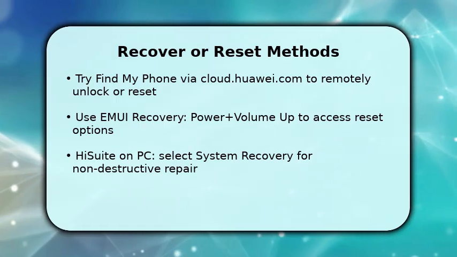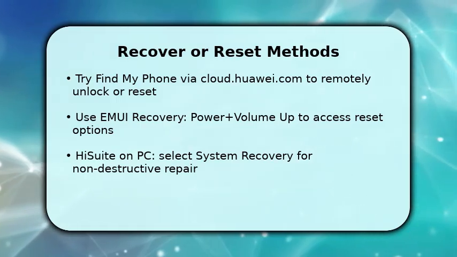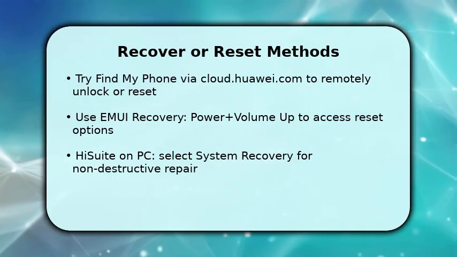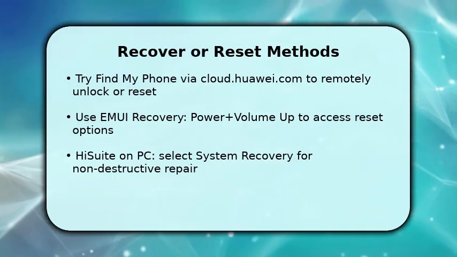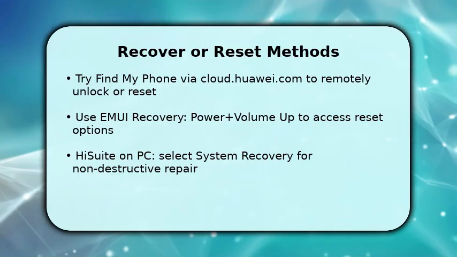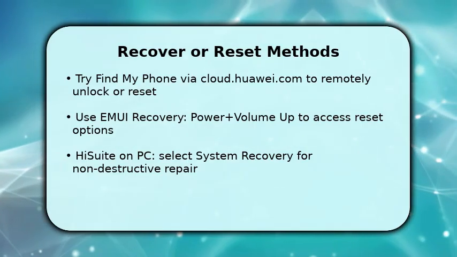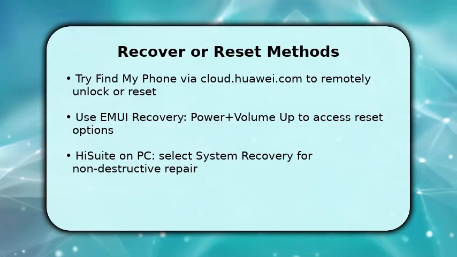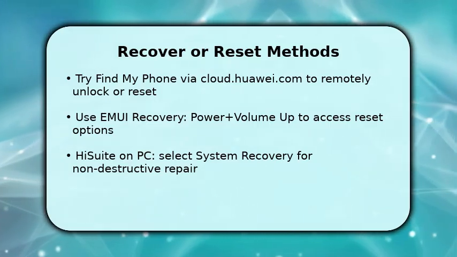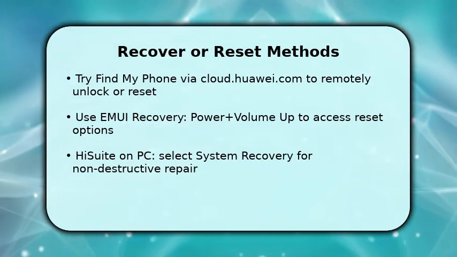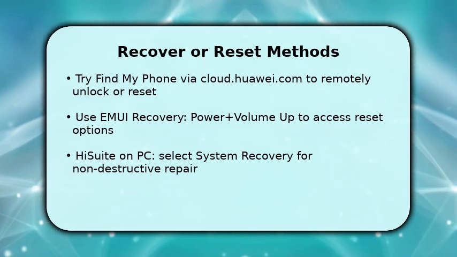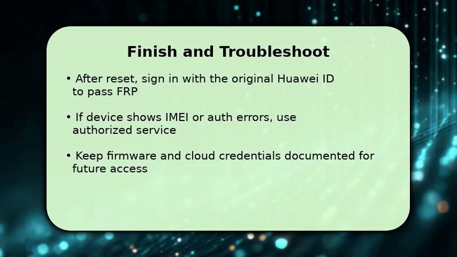This preserves data. If not, power off, then press power and volume up to enter MIUI Recovery and select Wipe Data/Factory Reset. This clears the lock but erases user data. Alternatively, connect to HiSuite on a trusted PC and run System Recovery to reinstall software without losing some data. Follow on-screen prompts carefully. You're almost done.